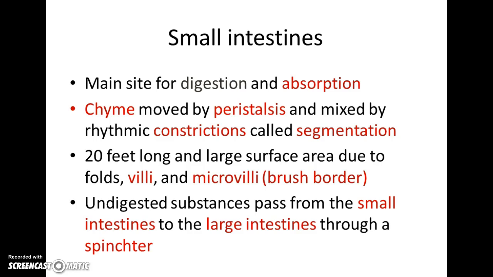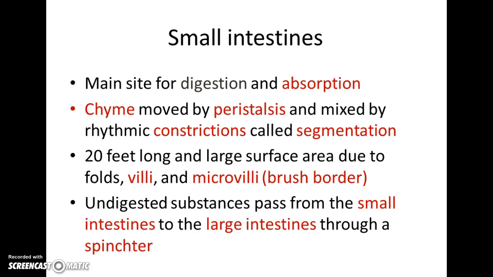Now, the small intestines is where most of the action happens. So I mentioned that there are three parts of the small intestine: the duodenum, the jejunum, and the ileum. The small intestines receive the chyme. So the chyme, remember, is that bolus of food. It's called chyme now once it's mixed with acid. It's moved by peristalsis and mixed by rhythmic contractions there, called segmentation.